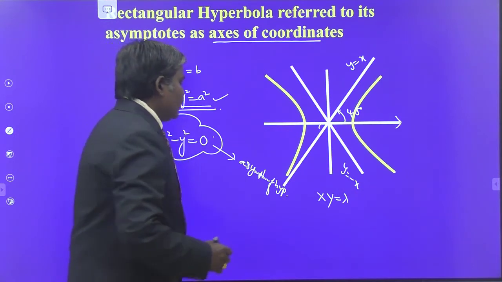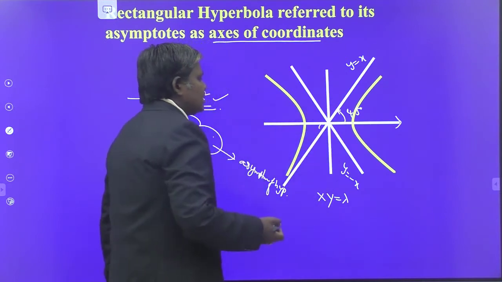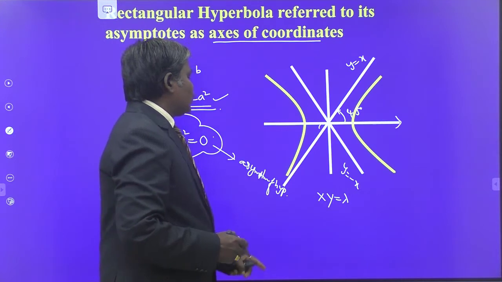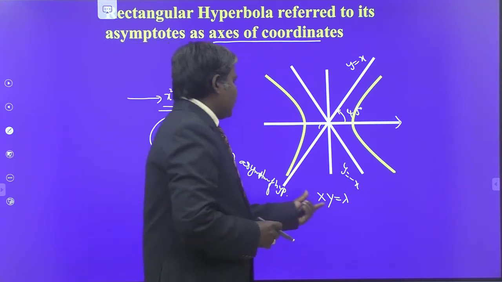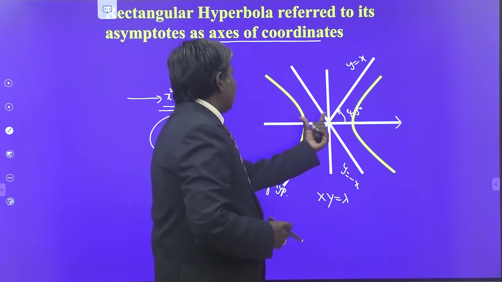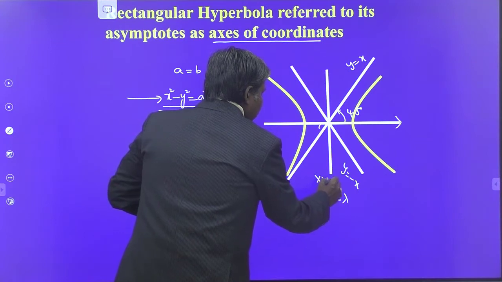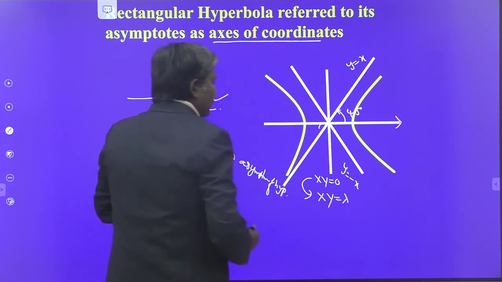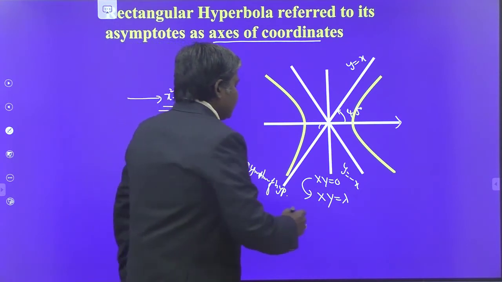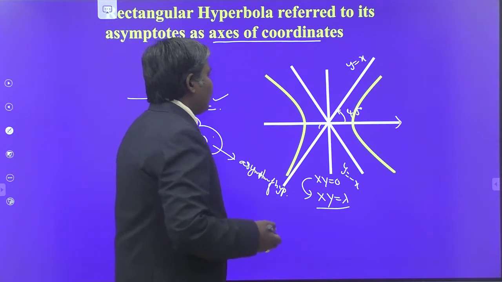Am I correct or not? So X equal to 0, Y equal to 0 are the separate equations of the asymptotes of the hyperbola. Then capital X into Y equal to 0 is the combined equation of the asymptotes of the hyperbola, and its corresponding hyperbola may be taken as XY equal to lambda. So X into Y equal to lambda is the equation of your hyperbola.